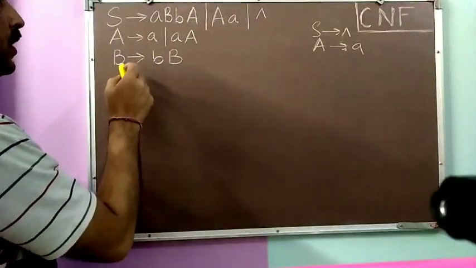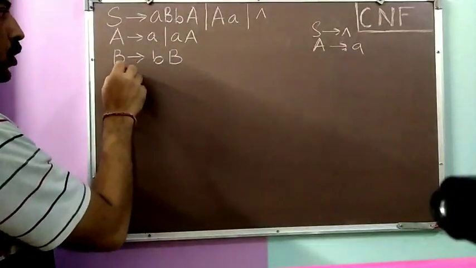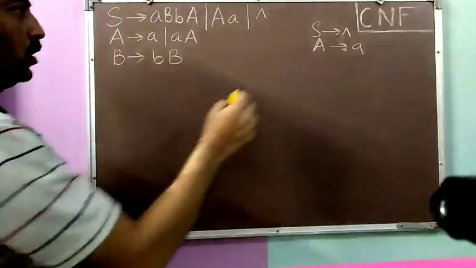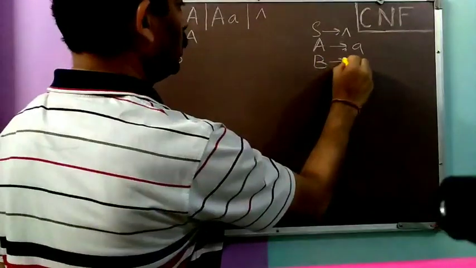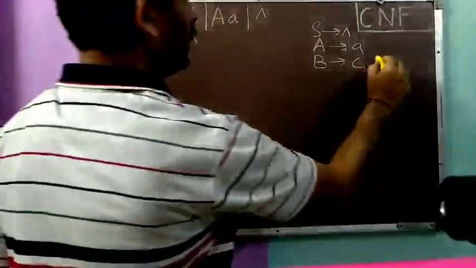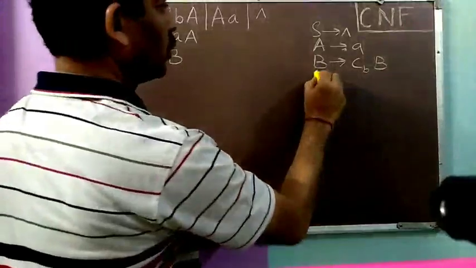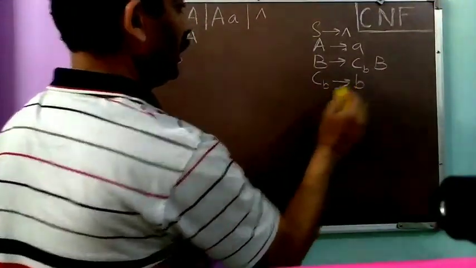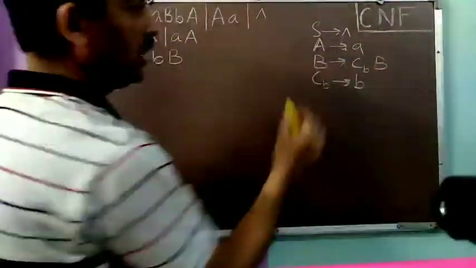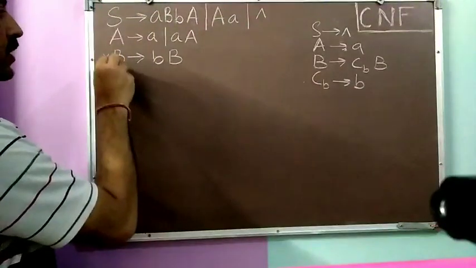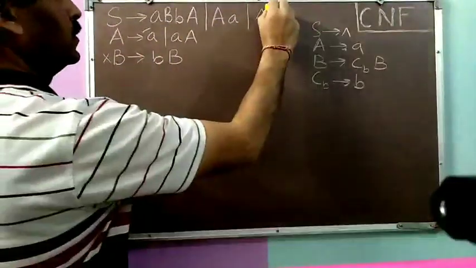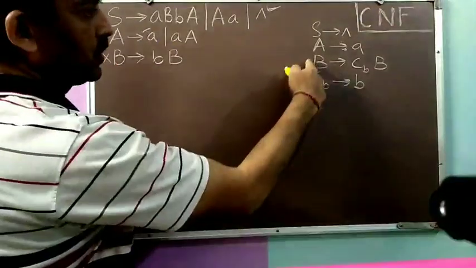So let us take these one by one. Suppose I am taking first B to bB. Here b is a terminal, so I will be replacing it by a variable. I will write B to CB B, so this is the variable and then capital B. And then I will be introducing CB to b. Now you look at these two productions, B to CB B and CB to b, both are in the format of CNF. So I will be removing this one and adding these two. This I have already added, this I have removed, and in place of this, I have added these two.